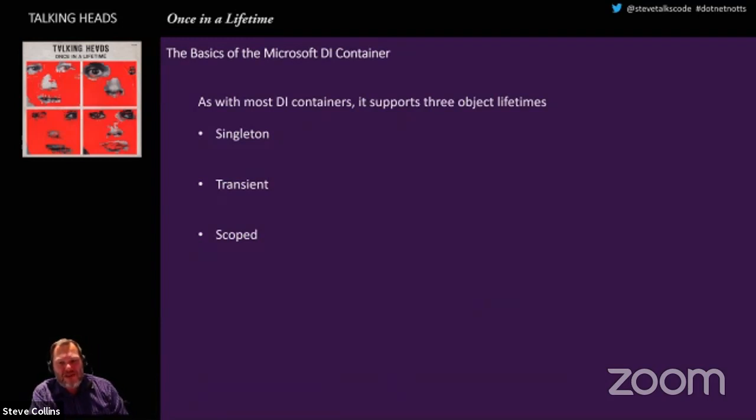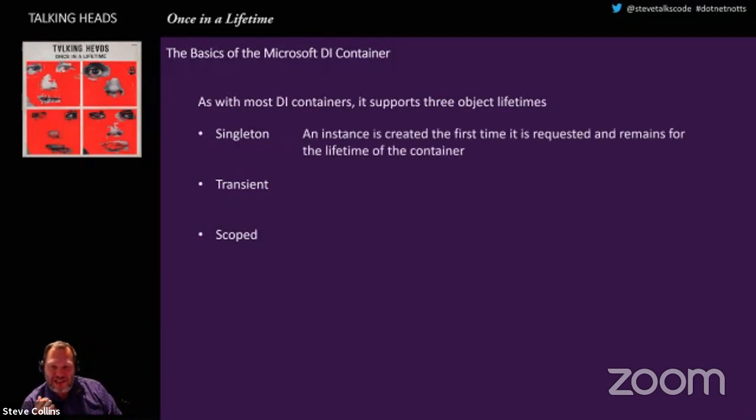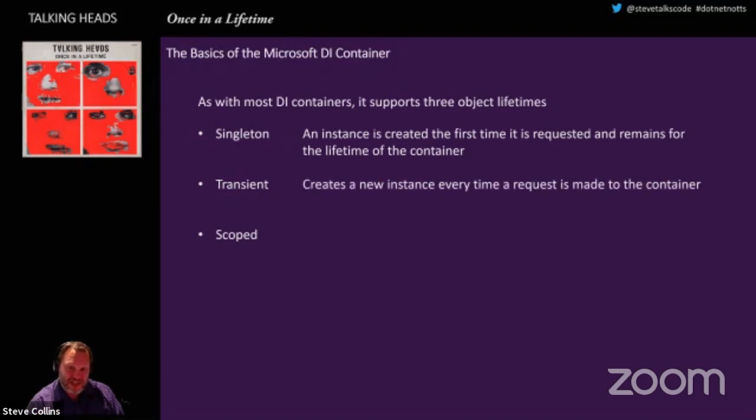So the basics of the Microsoft container: it supports three object lifetimes, so it's pretty much common to all inversion of control containers, I should say, not dependency injection containers. Singleton: the instance is created the first time it's requested and remains for the lifetime of the container. Now, I'm very careful about saying the lifetime of the container there. Depending on your environment, that may also be the lifetime of the application. It may not. Transient goes and creates a new instance every time you make a request to the container.